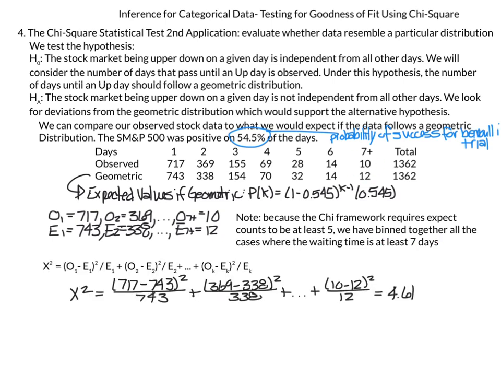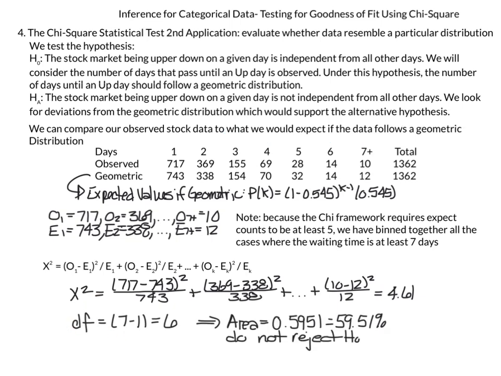We can calculate our test statistic using our chi-squared formula here. So we have our observed minus expected, so 717 minus 743 over our expected. Oh, and we have to square this. For our second group, we have 369 minus 338 squared over expected, and we do that for all the groups, and we get a chi-squared test statistic of 4.61.